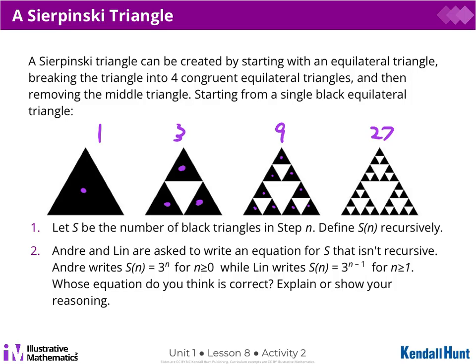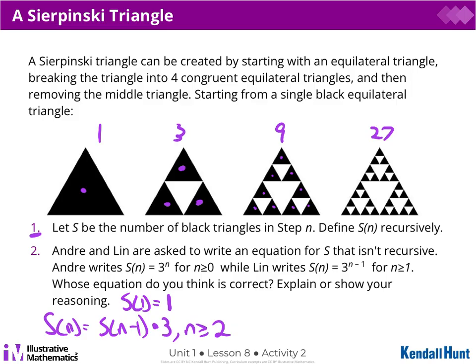Okay, so now back to writing a recursive sequence. So number 1 is going to be purple. So here S of N equals the previous term times 3 for n greater than or equal to 2. Now all I need is the first term. S of 1 equals 1. So 1 times 3 makes the second term. 3 times 3 makes the third term. 9 times 3 makes the fourth term.